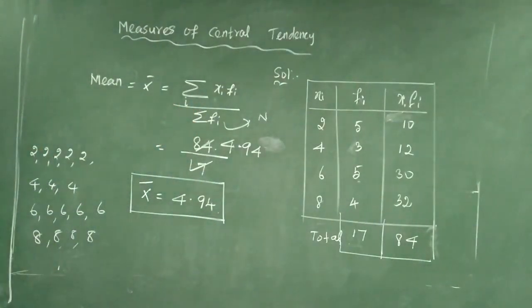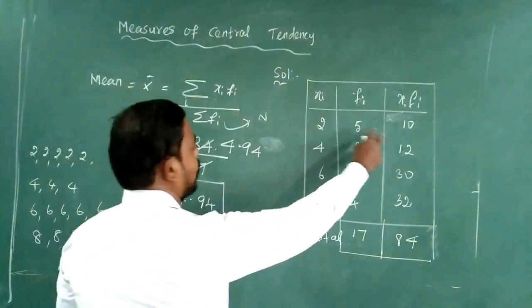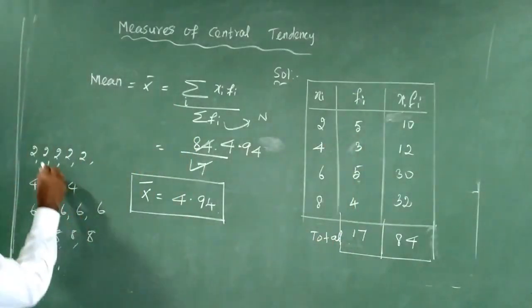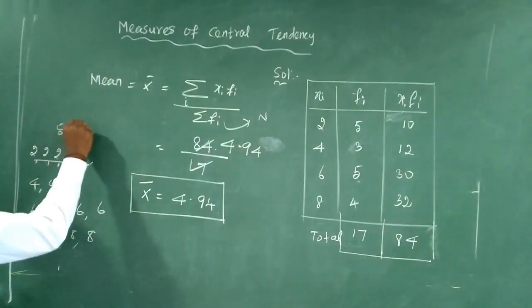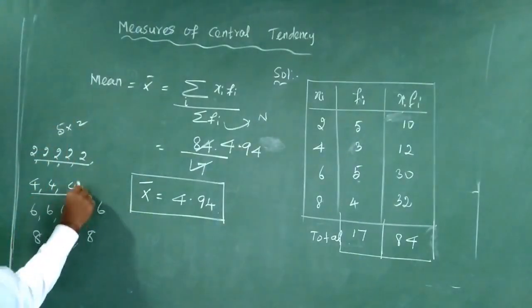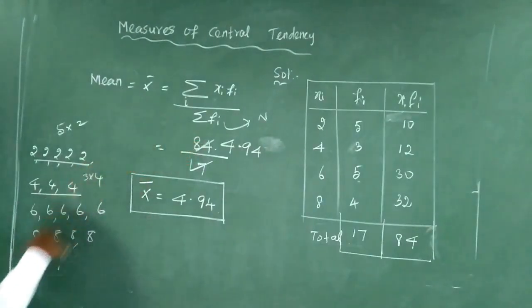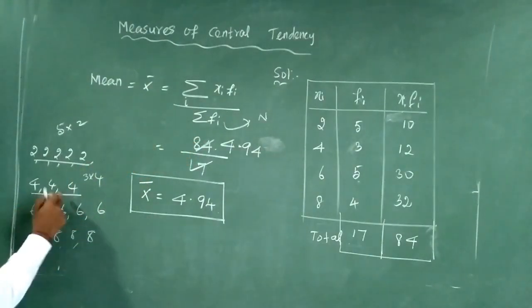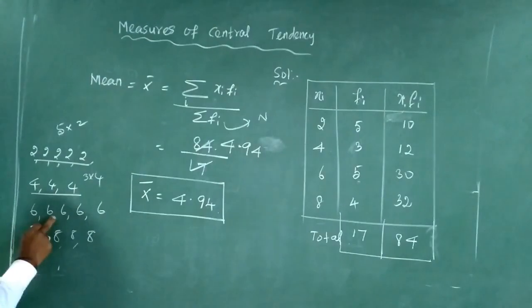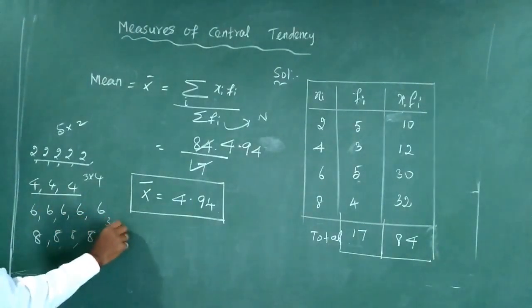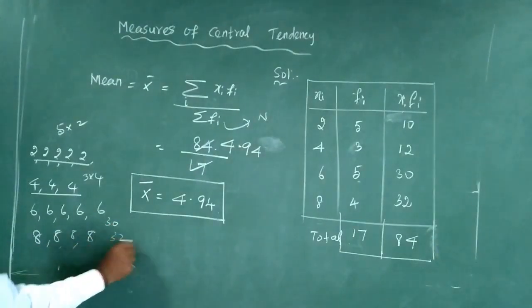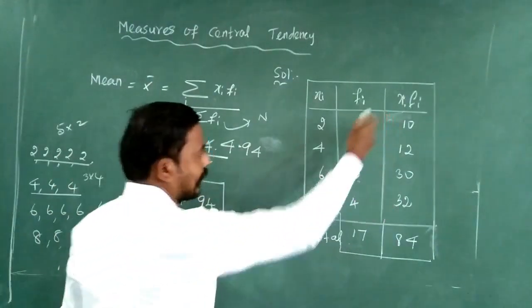So what is the meaning of this one? 2 5s are 10. Now, 2 plus 2 plus 2 plus, how many 2s are there? 5 2s, so that is 5 into 2. 3 4s are there, so that is 3 into 4, and the summation is 12. And 5 6s, the addition is 30. Similarly here, 32. So that thing is given here.